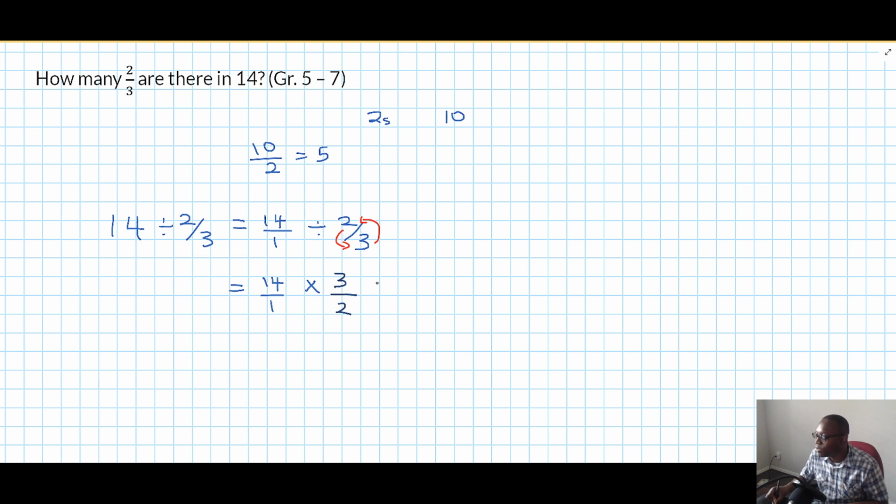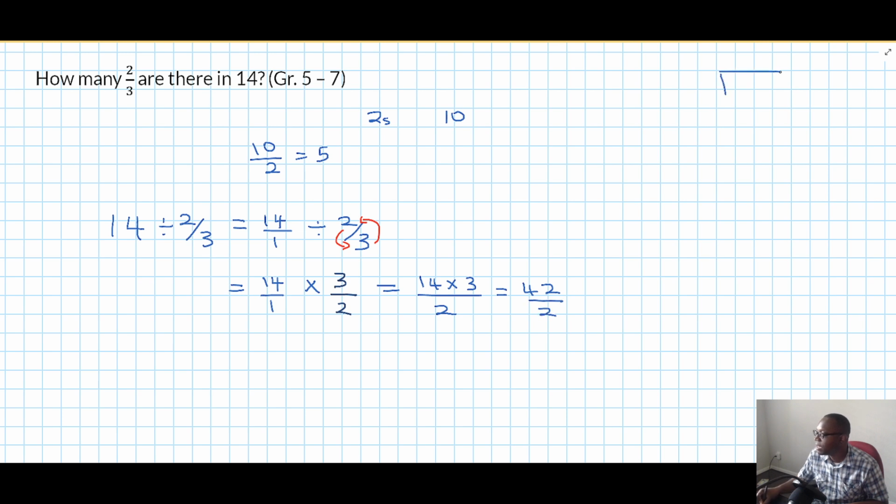Now, how would you go about this? There are two methods I like to use. I'll use the two of them. The first method I like to use is just multiply across. That's the easiest way to go about this. And so this is going to give you 42 divided by 2.